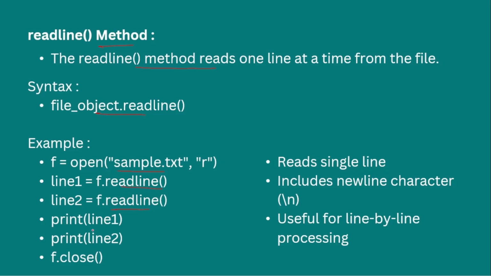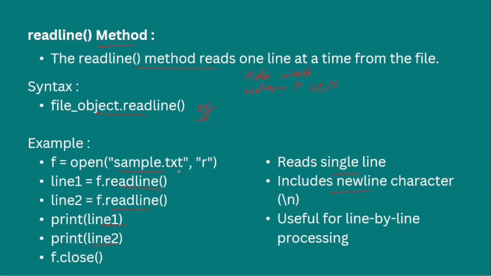Print line 1, it will print the first line, then it will print the second line and then it will close the file. So here we read a single line. Okay, with the help of readline we read a single line. It includes the newline character and is useful for line by line processing. Okay, so if the sample.txt has data like hello world, welcome to CBSE, what will be the output here?